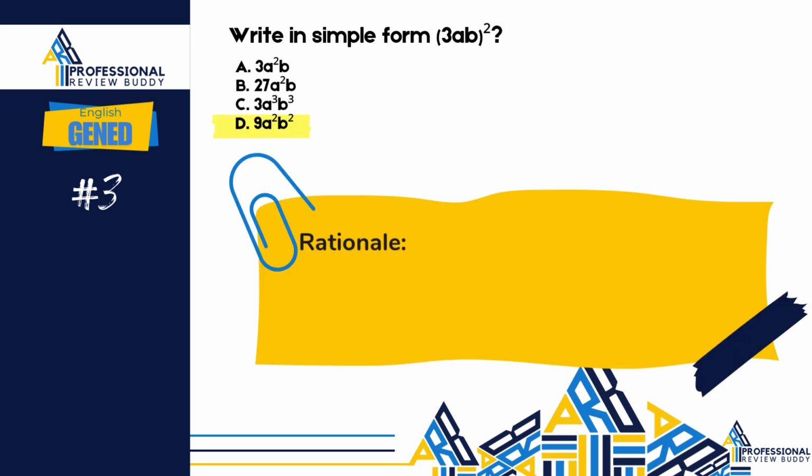Write in simple form (3ab)². Simplify: (3ab)² = 3² × a² × b² = 9a²b².